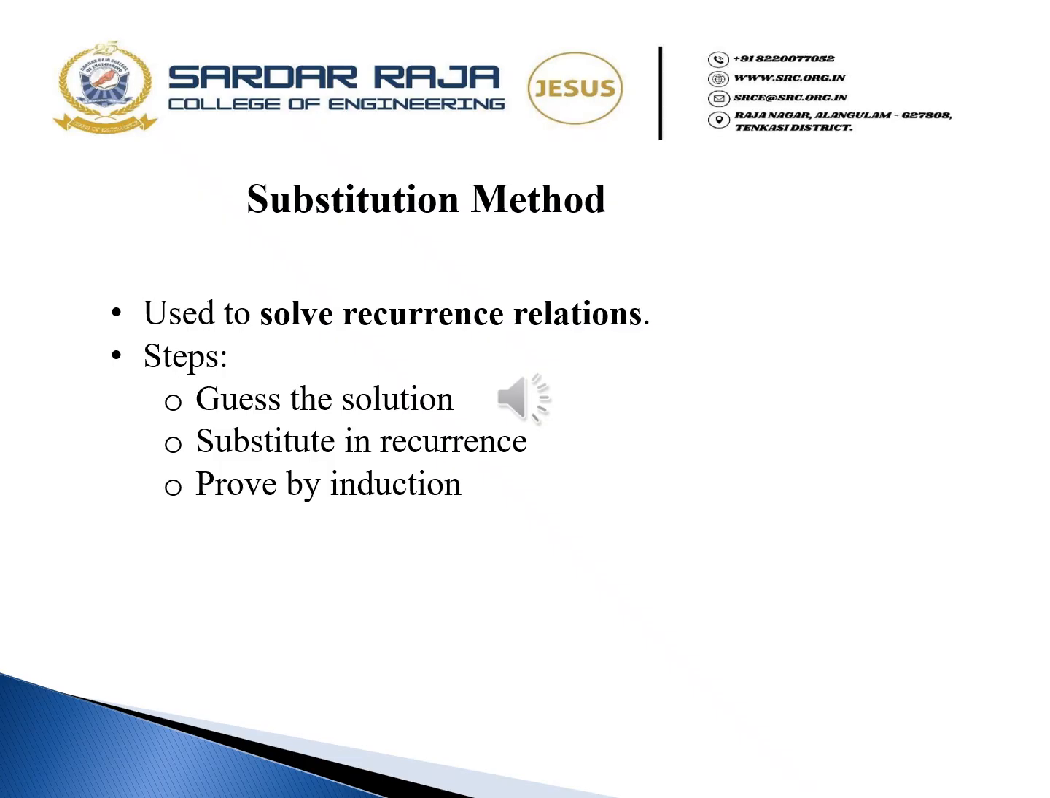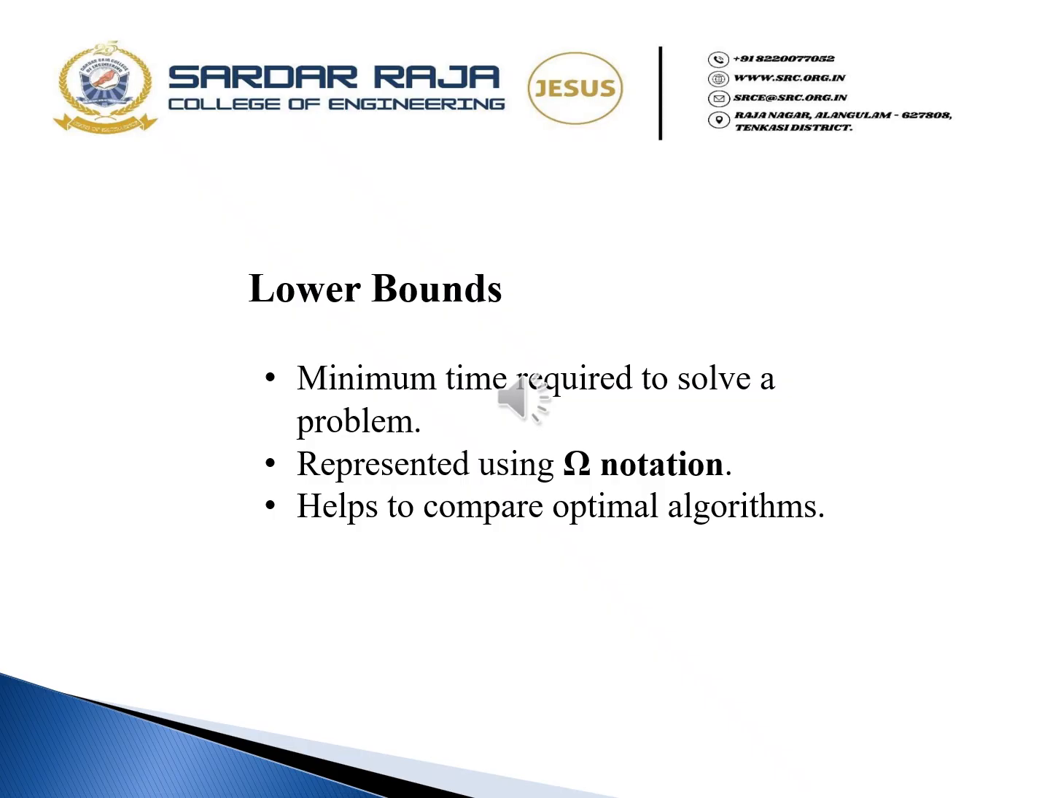it holds, and adjust if necessary. Then the third step is prove by induction. Use mathematical induction to rigorously verify that the guessed solution satisfies the recurrence for all n greater than n naught. The lower bound means theta or big omega notation.